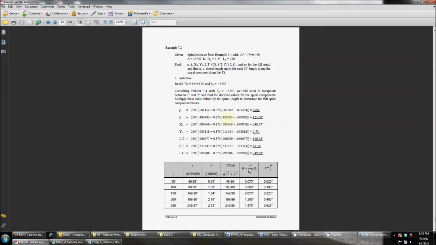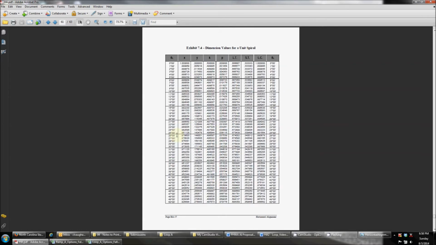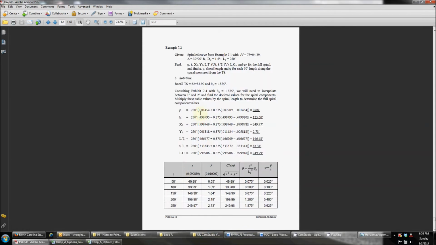You're going to follow those same steps. You're going to have different values. They're going to be slightly different, a little higher, I believe, because you're going to be working in the 20s for your theta. But follow those same steps, multiply by your length of spiral, and you'll get your P. Do the same thing for K. Those values you're going to plug in to your T sub S equation on this instruction sheet to find your T sub S.